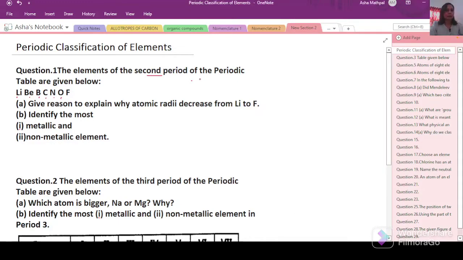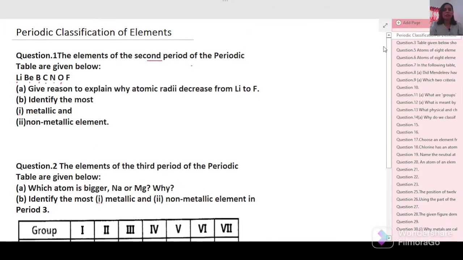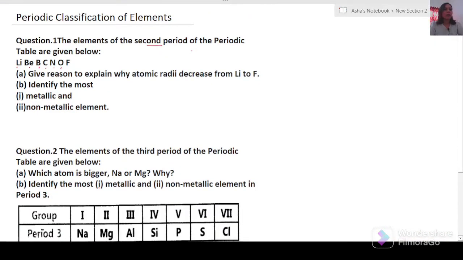Question number 1. The elements of the second period of the periodic table are given below: lithium, beryllium, boron, carbon, nitrogen, oxygen and fluorine. Here in the question they are telling us that they all are in the second period. So from here we know it is the second period, and accordingly we will know some characteristics of them.